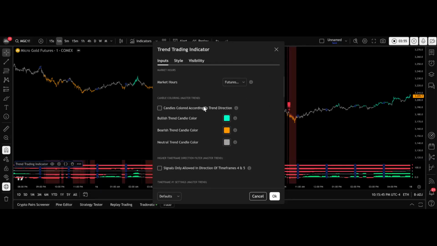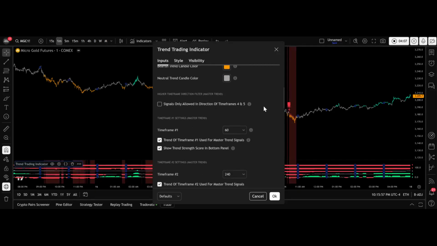Here you can turn on and off the candle coloring. I personally would leave that on because that's going to show you the master trend like I was saying earlier. But if you want to change those colors, you can do all that right here.